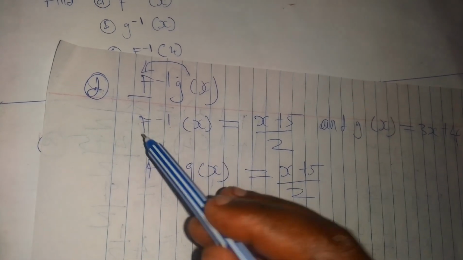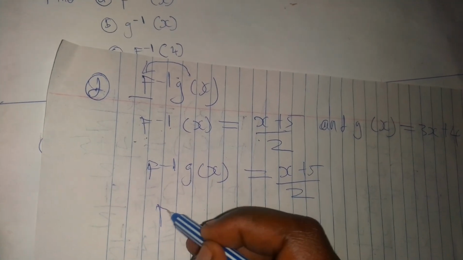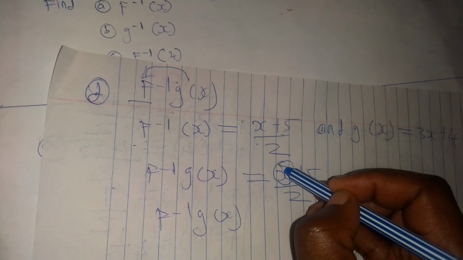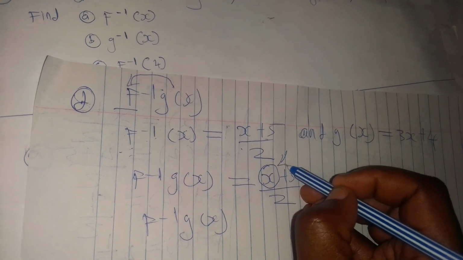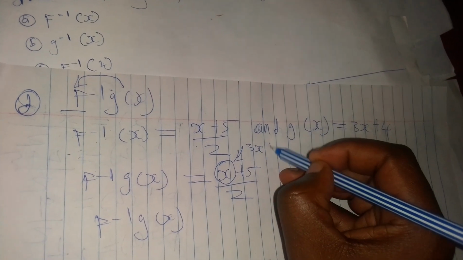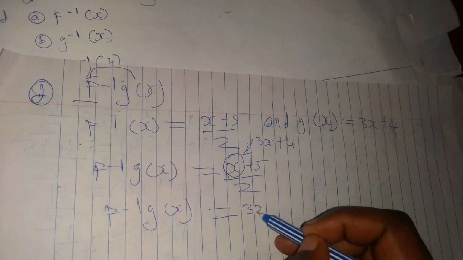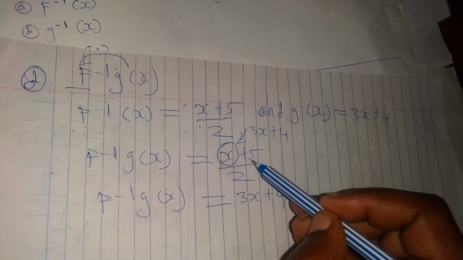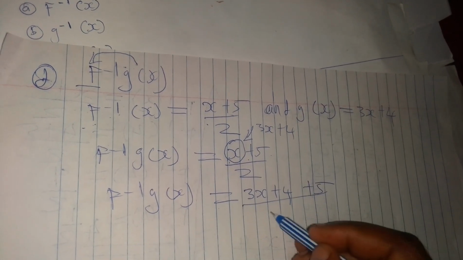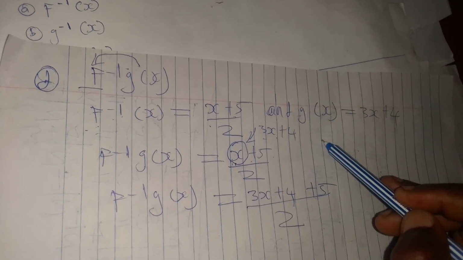Why are we putting this in front? Because f inverse is in front, and f inverse is x plus 5 over 2. Then you say f inverse g of x. Here where there is x, you are going to replace with g. What is g? G of x, which is 3x plus 4. So where there is x there, replace with 3x plus 4. Then after that there is plus 5 over 2. Where there is x, replace with g of x, which is 3x plus 4, plus 5.